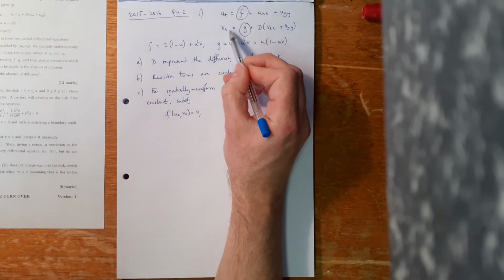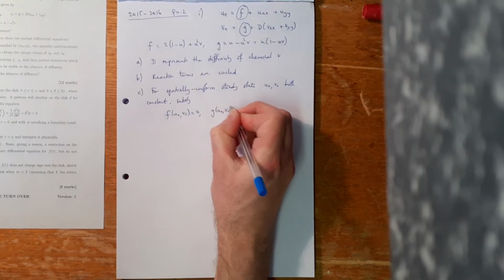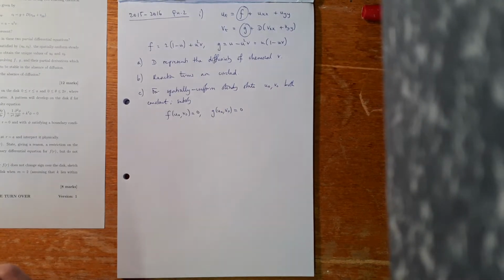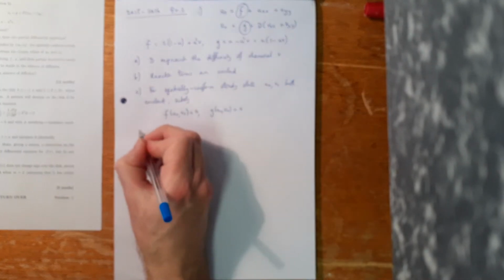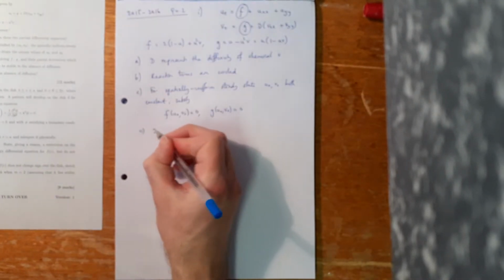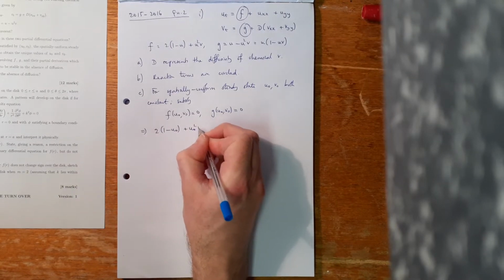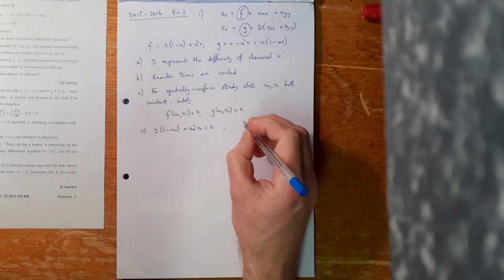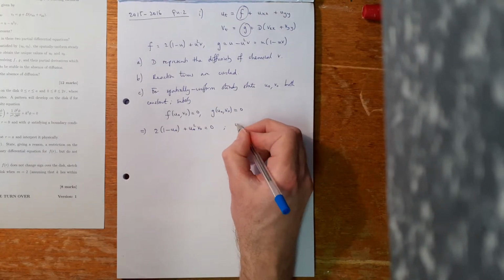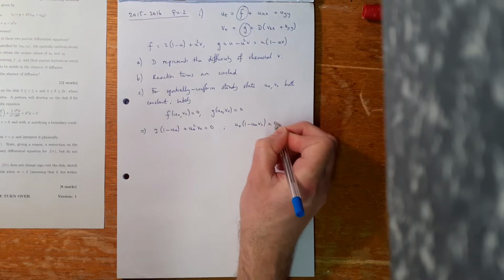And from the V equation, if V is a constant, then G must be 0, so G of U0, V0 must be 0. We're given the particular forms, so using the form for F, 2 into 1 minus U0 plus U0 squared V0 has got to be 0. And using the G form, then we've got U0 into 1 minus U0 V0 has got to be 0.